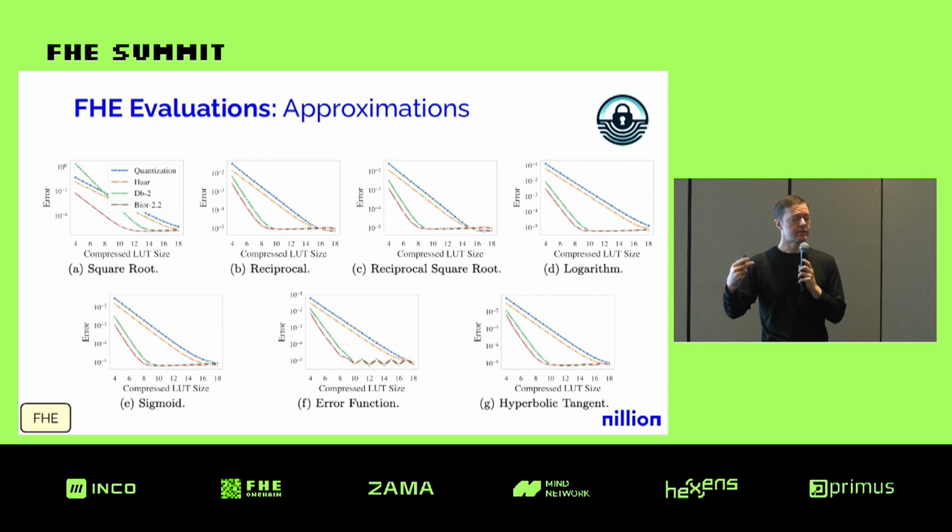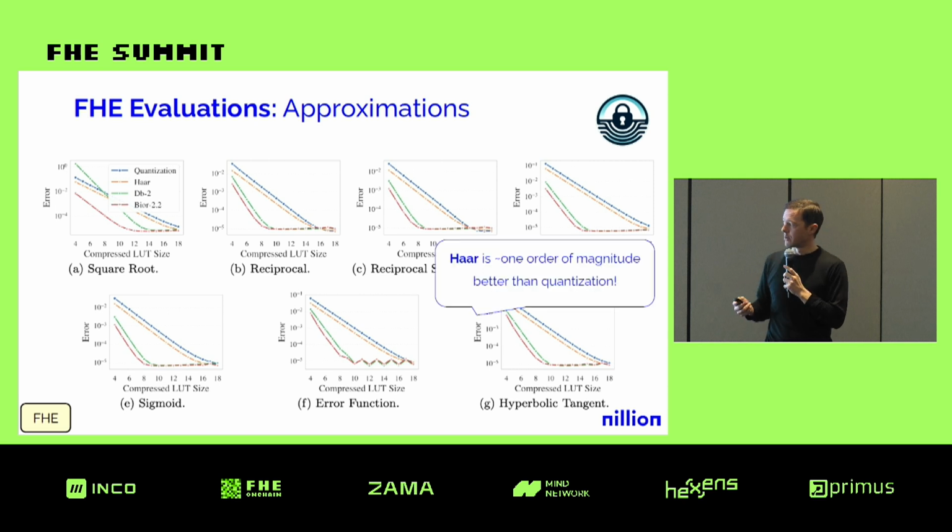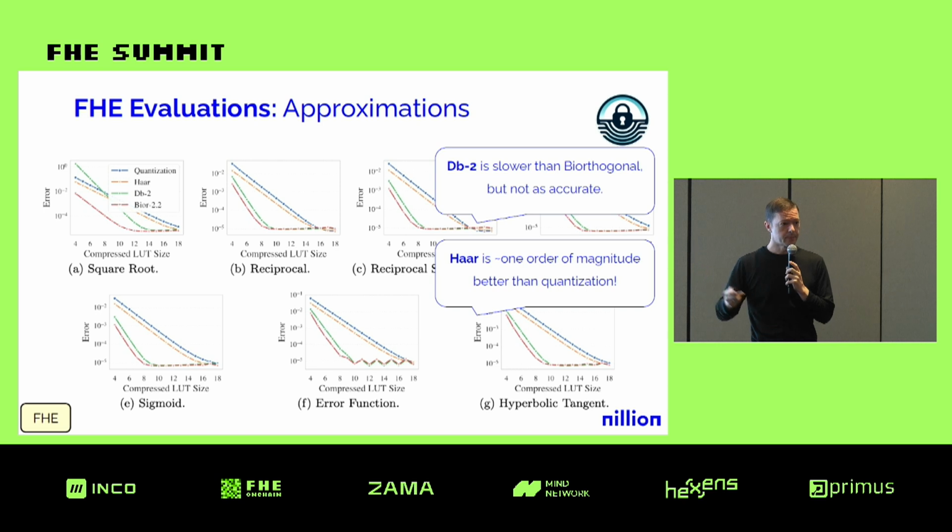We compared that against the application of 3 different wavelet families, Haar, DB2, and biorthogonal 2.2. And we measured the error for different nonlinearities, for different nonlinear functions of interest, as a function of the lookup table size. The result is that Haar is actually beating quantization in terms of the size of the resulting lookup tables. It's roughly half the size of the lookup table that you would get with quantization, but with lower error. With DB2, you even increase compression, but the protocol is actually quite complex.